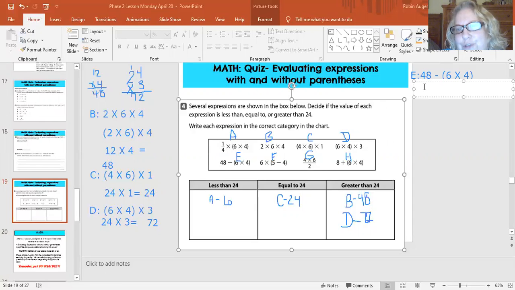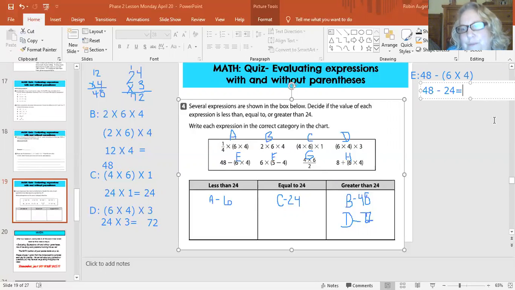So we haven't used the 48 yet. We're going to solve the parentheses. Okay, so 48, we haven't used that yet. We haven't used the subtraction, and we just solved 6 times 4 is 24. As we're using it over and over, we know what that is. Okay, so 48 subtract 24.